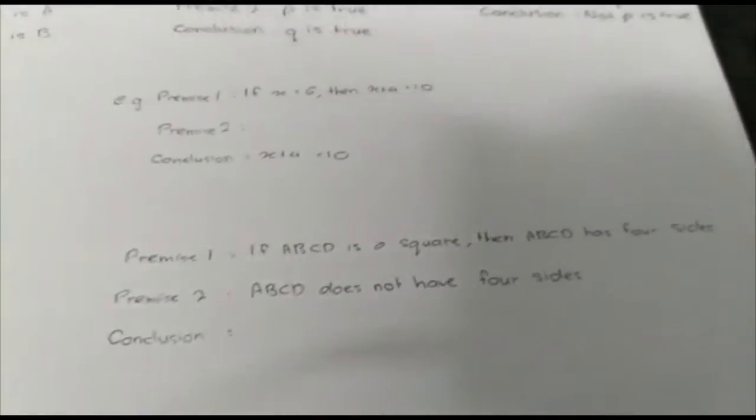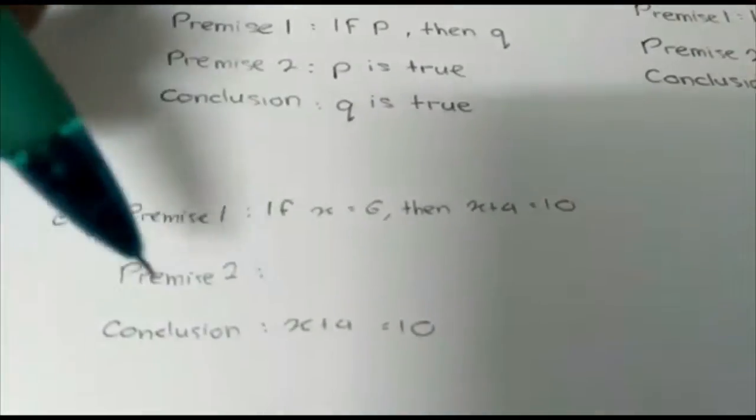So I give you an example. Basically, this is the kind of question that is asked in examinations. Maybe for the first example I give you, the question wants you to find premise 2. So how to answer is, first read premise 1. If x equal to 6, then x plus 4 equal to 10. And you read the conclusion. x plus 4 equal to 10.